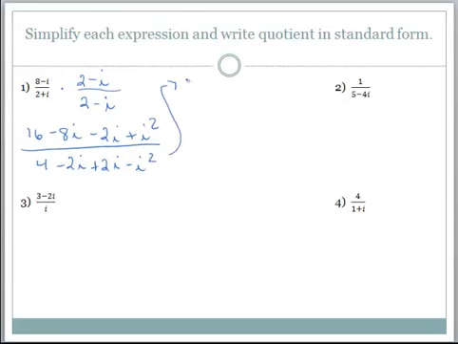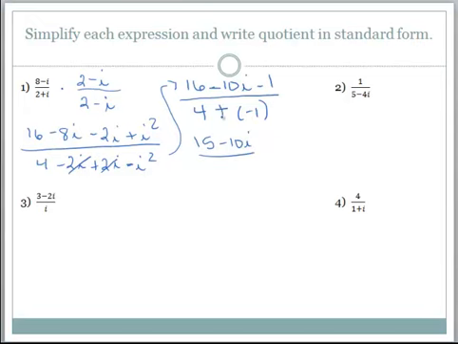Combine like terms, we have 16, negative 8i and negative 2i is negative 10i, and then i squared is negative 1. In the denominator, we have 4, negative 2i plus 2i is 0, so we have minus i squared, which is negative 1. In the numerator, 16 minus 1 is 15. In the denominator, we get 5.